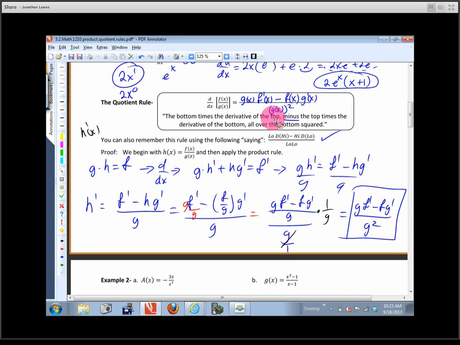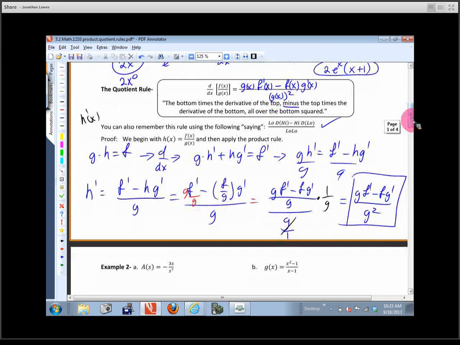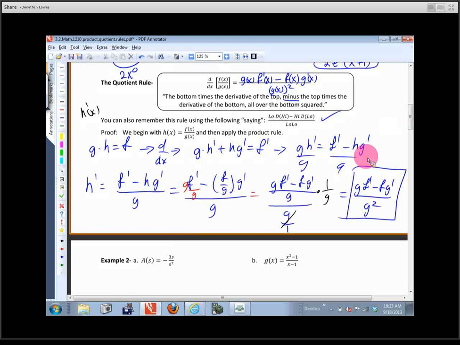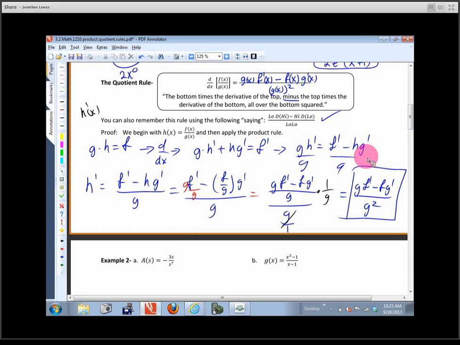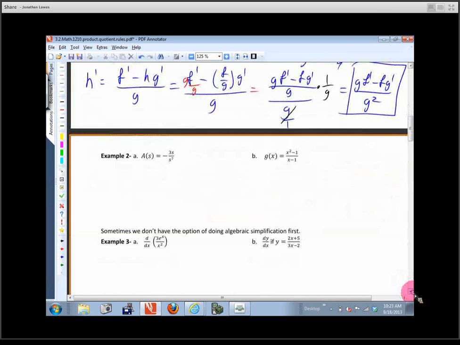So we proved the product rule, and then we used the product rule to create the quotient rule. Again, I don't care how you remember it, but you have to remember that. And you have to be able to look at a function and figure out, hey, if this is a quotient, I've got to use the quotient rule here. I can't just differentiate the top, differentiate the bottom, and then call it good. Okay? Any questions?